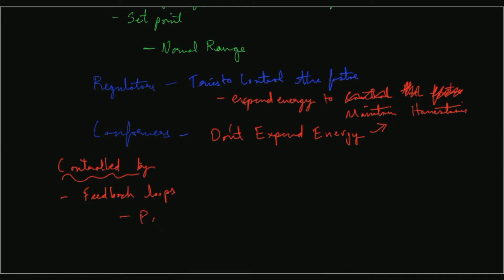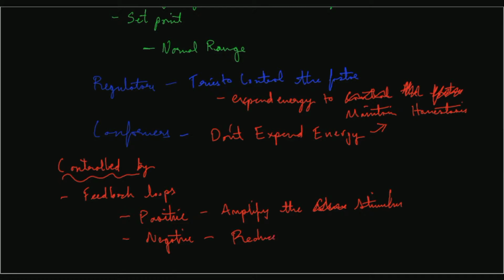Basically, there are two types: positive feedback loops and negative feedback loops. Positive is going to amplify the stimulus. And negative is obviously going to reduce the stimulus.